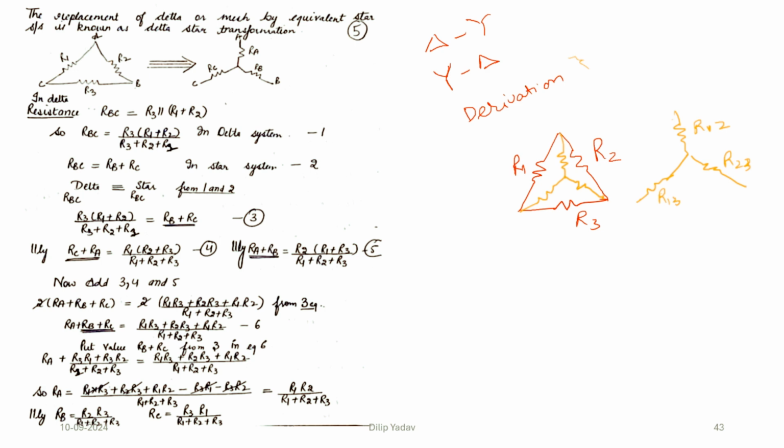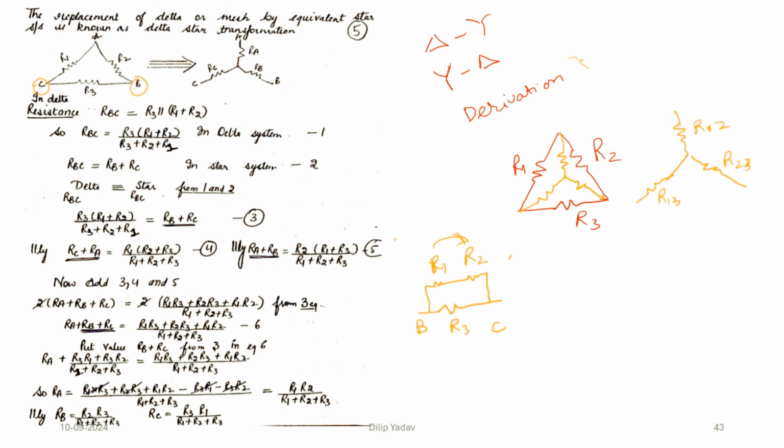Now in the derivation, if we are going for delta to star, and we need to find the RBC, that means we are calculating the resistance across B and C. We can see that across B and C, this is R3, but R1 is connected here and R2 is connected here. So these two are in series, and this is in parallel.